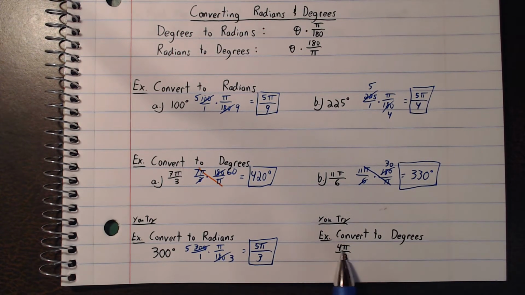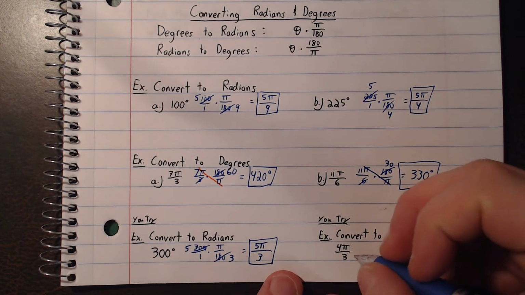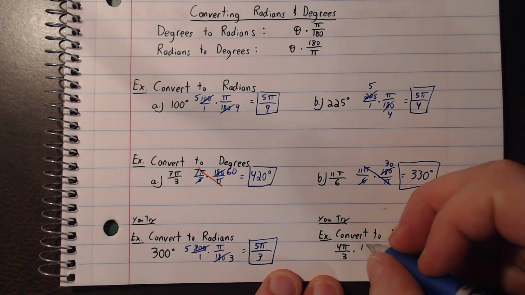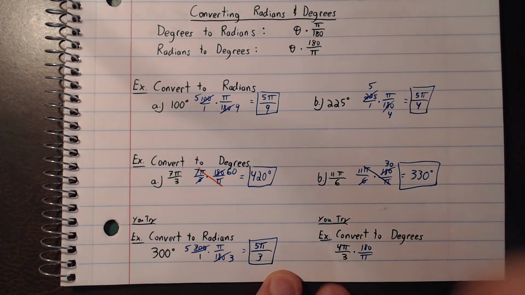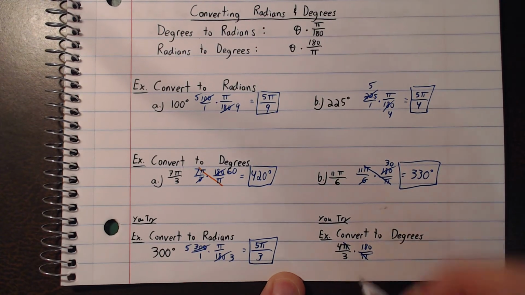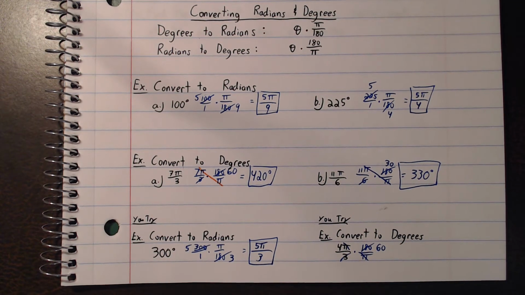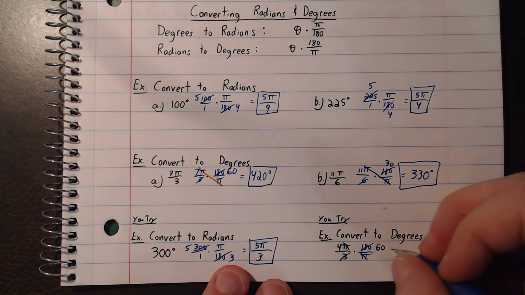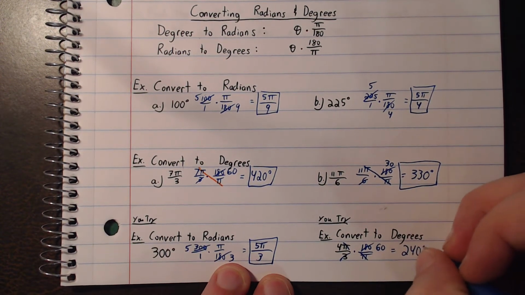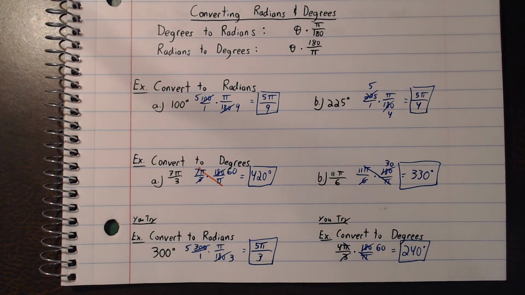We want to convert 4 pi over 3 to degrees. We're going to multiply by 180 over pi. Our pi's eliminate. 3 and 180 will reduce. So now I have 4 times 60, which is 240 degrees. And converting radians to degrees is not really that difficult. Make sure you take your time with them.